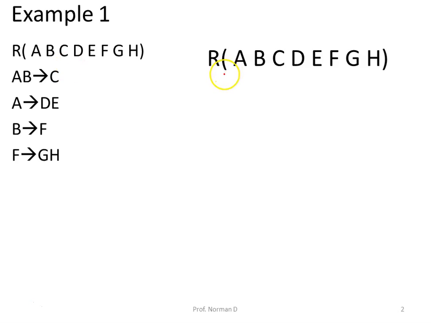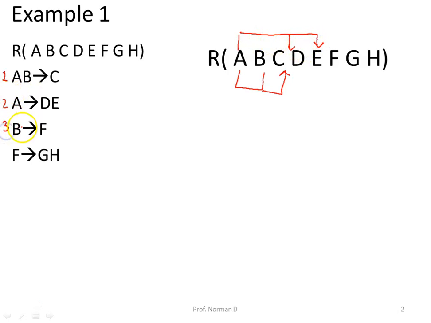Now the first thing you need to do is design an edge diagram. The edge diagram will be designed based upon the FDs. The first FD says AB determines C. So we design an edge diagram here. AB determines the attribute C. The next FD says A determines DE. A determines D and E.